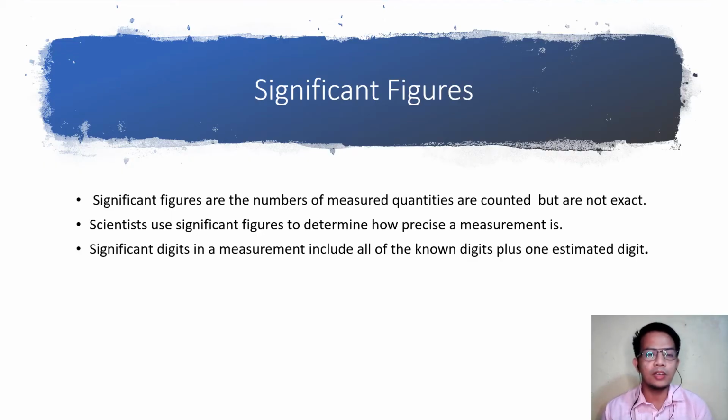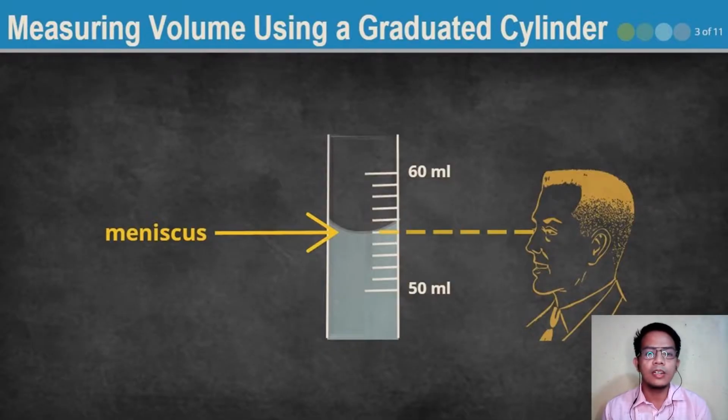Okay, so significant figures are the number of measured quantities that are counted but are not exact. Scientists use significant figures to determine how precise a measurement is. Also, significant digits in a measurement include all of the known digits plus one estimated digit. So this is the easiest way to understand how significant figures are used in chemistry. If you are measuring the volume of liquid using a graduated cylinder, you are reading at the bottom of the meniscus, the lowest point of the curved surface of the liquid.